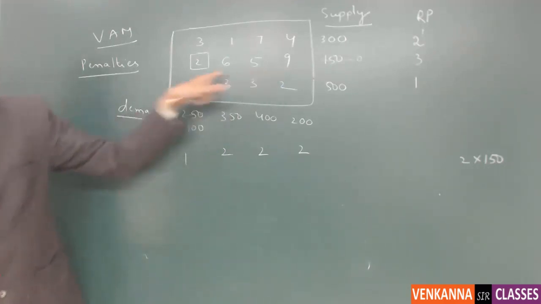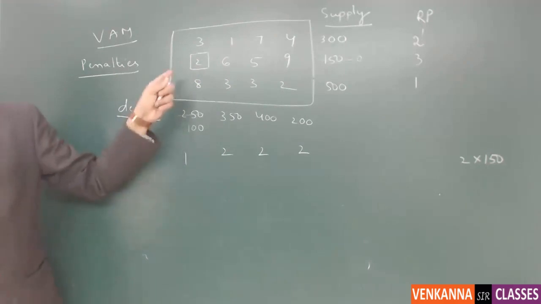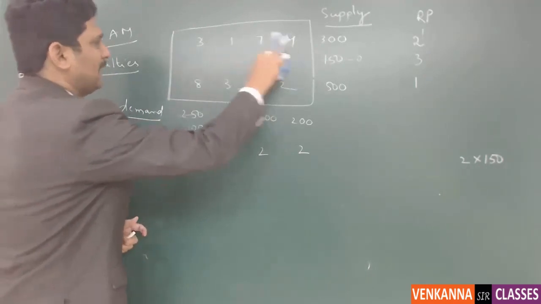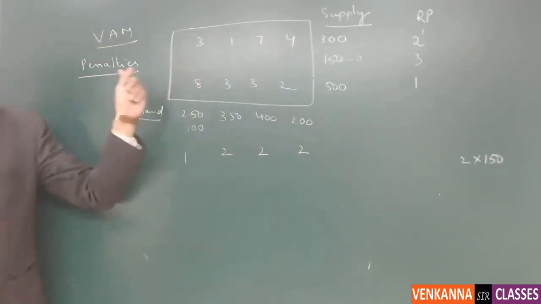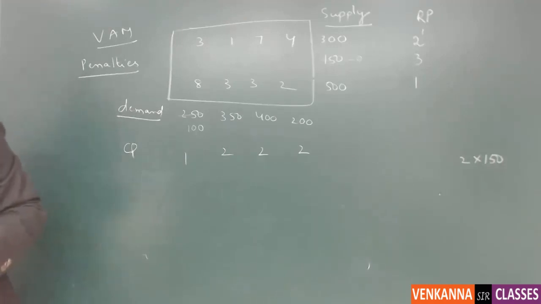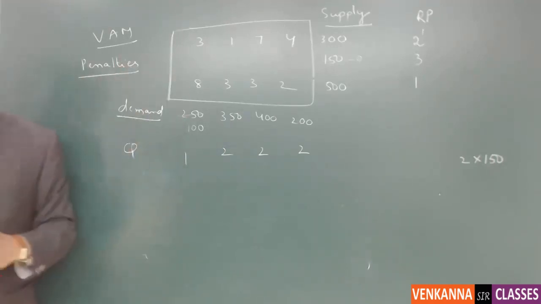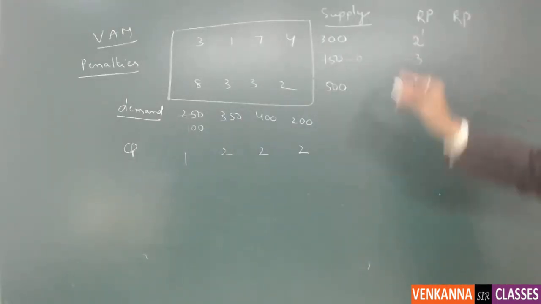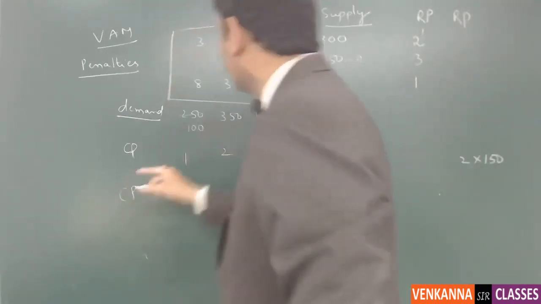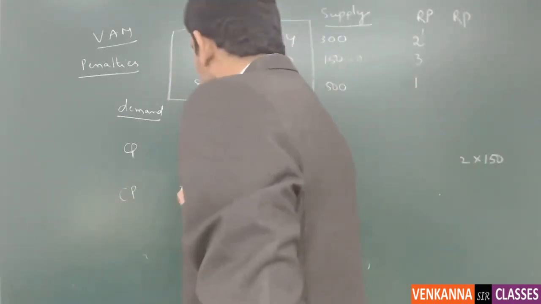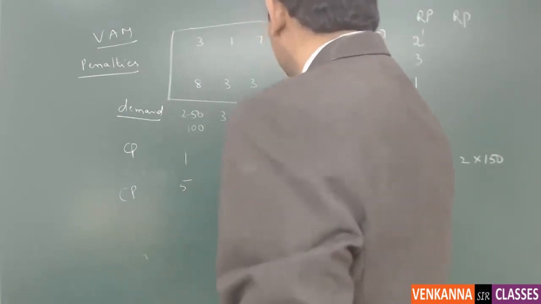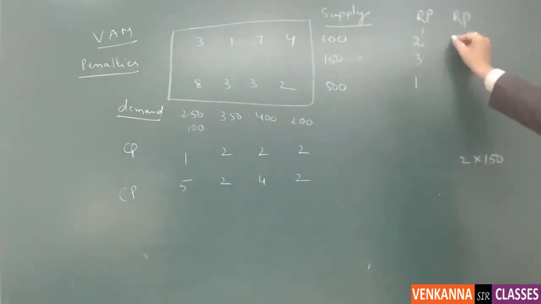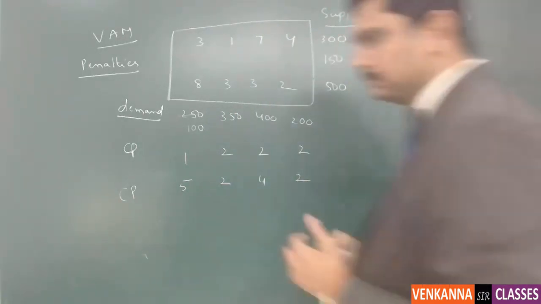Now, since this row gets 0, I am going to erase this. Actually, we need to strike off. For a better clear way, I am erasing this. Now, I am calculating the penalties again, the row penalty as well as column penalty. So here the penalty is 5. Here the value is 2. Here the value is 4. Here it is 2. If you calculate the penalty here it is 2 again, and here it is 1. Is that fine to all?